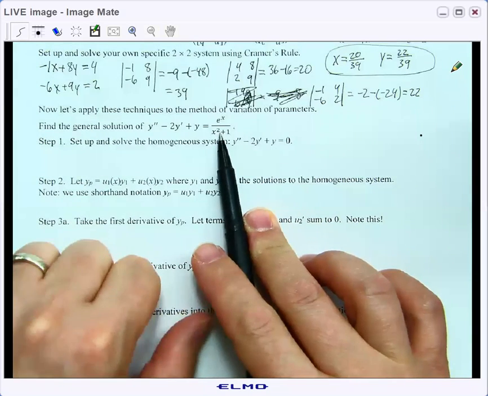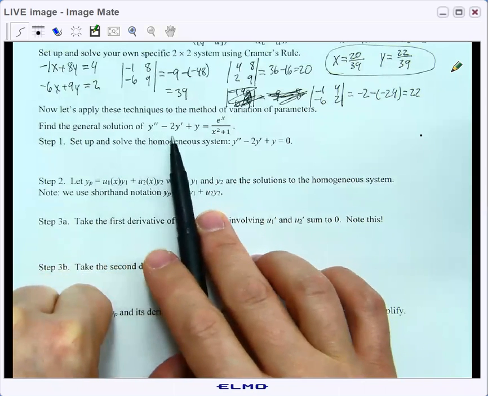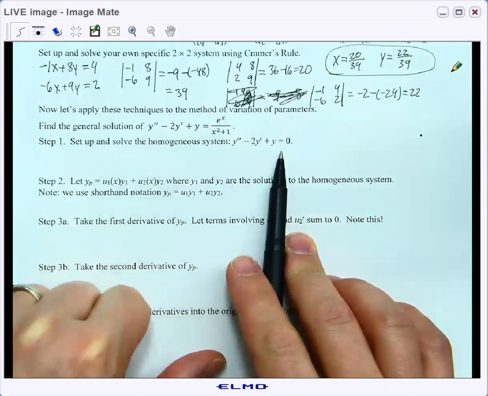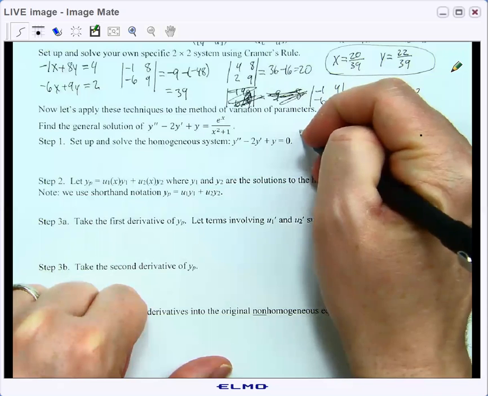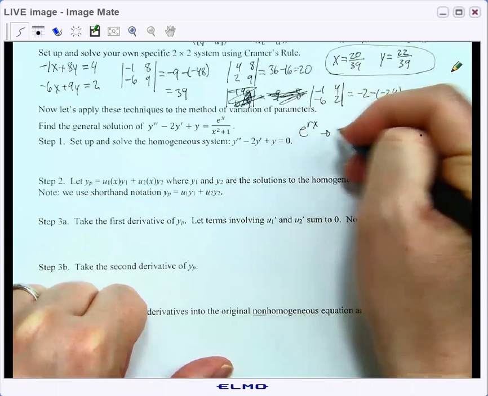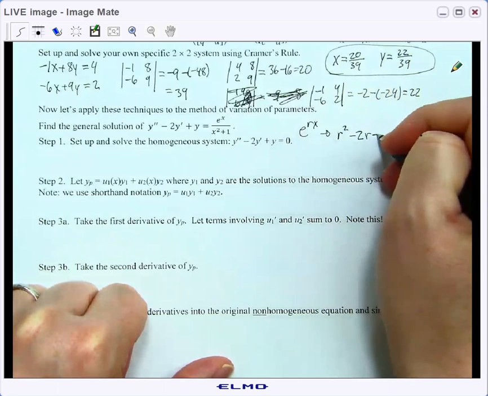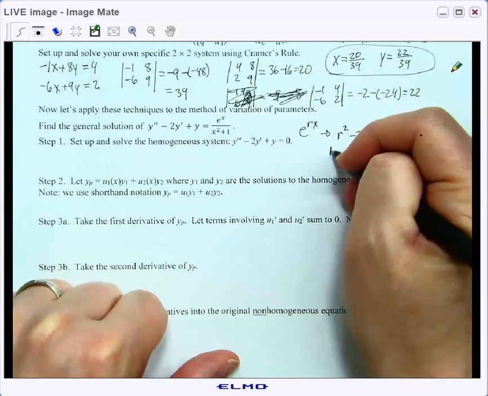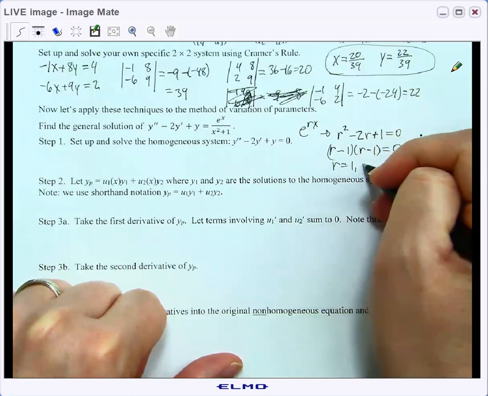And as always, step 1 is setting up and solving the homogeneous system. So y double prime minus 2y prime plus y equals 0. If we do that, we notice it's second order linear constant coefficient, so we expect e to the rx to be our solution. If we put that in, we end up with the characteristic equation r squared minus 2r plus 1 equals 0, which we can solve by factoring. Looks like r minus 1 times r minus 1 is 0. So r equals 1 and 1.